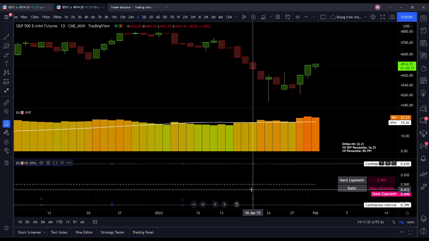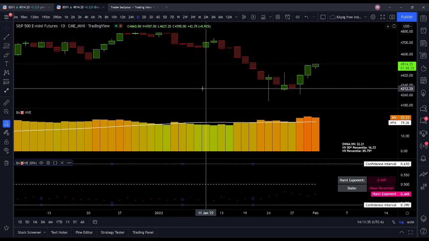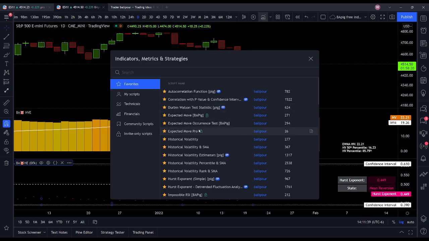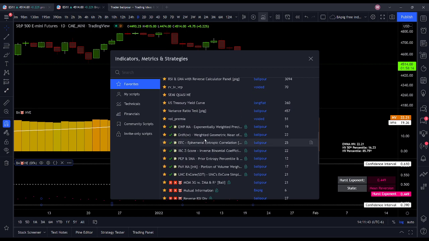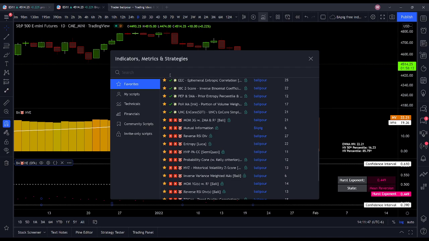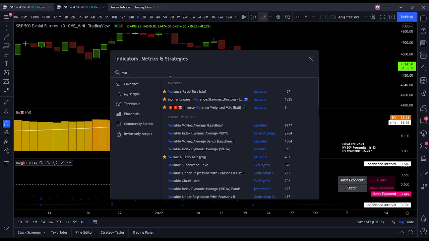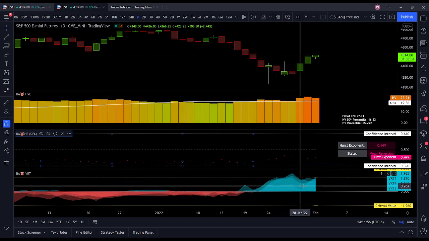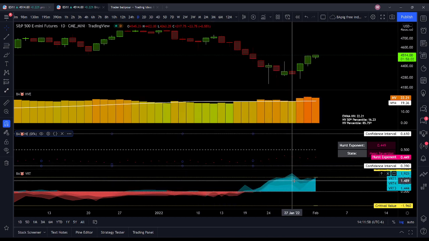Okay, so we've got the Hurst, we've got the historical volatility estimator. Let's see what other free indicators BAPIG gives us. So we've also got the DWT. I preferably like to use the VRT. So let's get the variance ratio test up, and the variance ratio test will determine whether price or returns are in a state of a random walk.